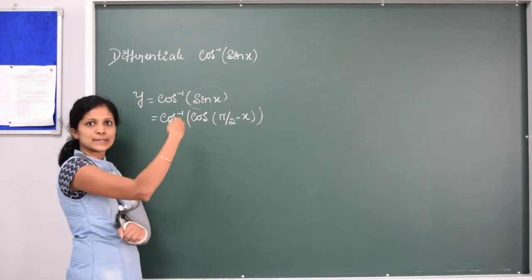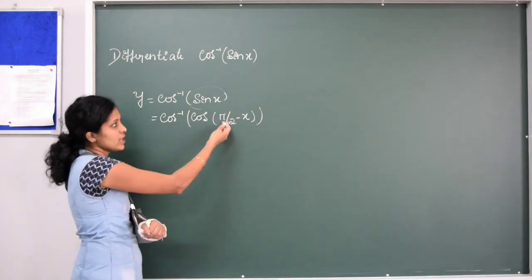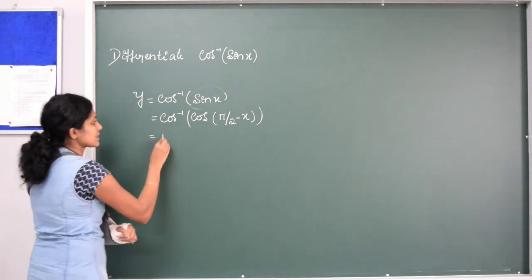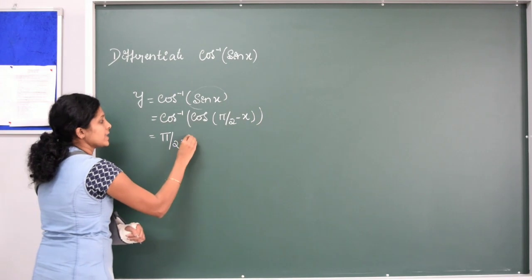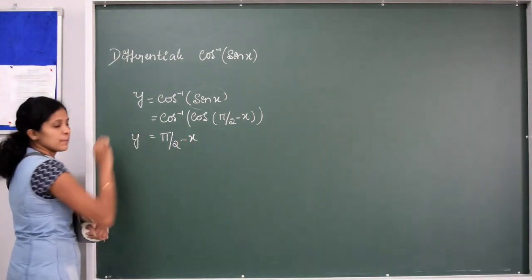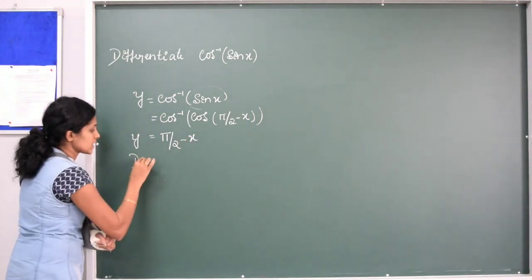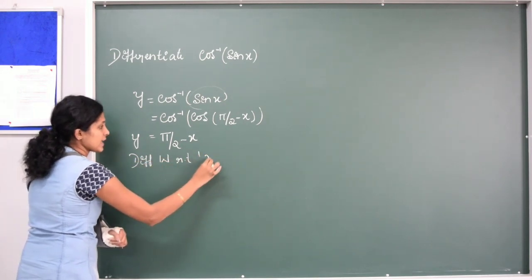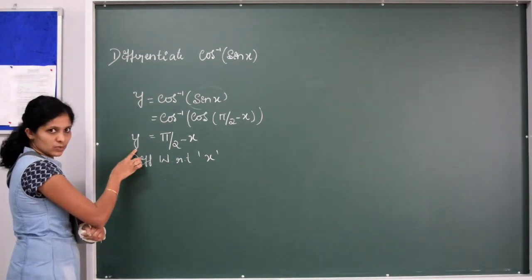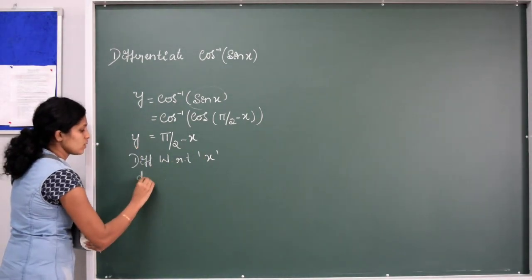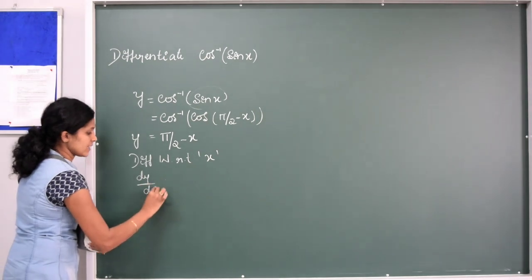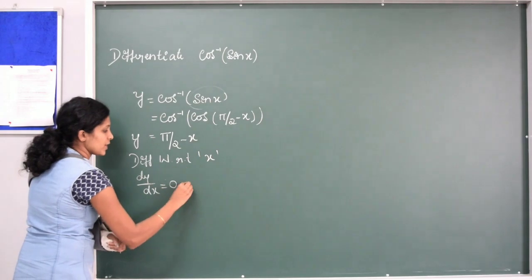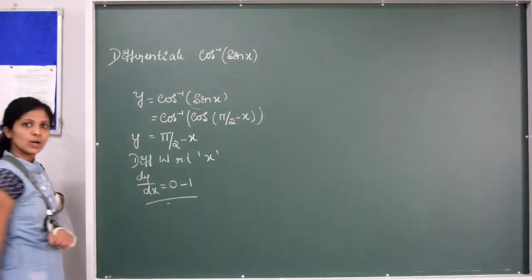Because in cos of pi by 2 minus x, it is in the first quadrant, so pi by 2 is there and cos changes to sin. So here cos inverse and cos get cancelled. This is now pi by 2 minus x. We got y is equal to pi by 2 minus x. Now we differentiate this with respect to x. As I told you, don't forget to write this part. The derivative of pi by 2 is a constant, so it is 0, minus the derivative of x, which is 1. So dy by dx is equal to minus 1.